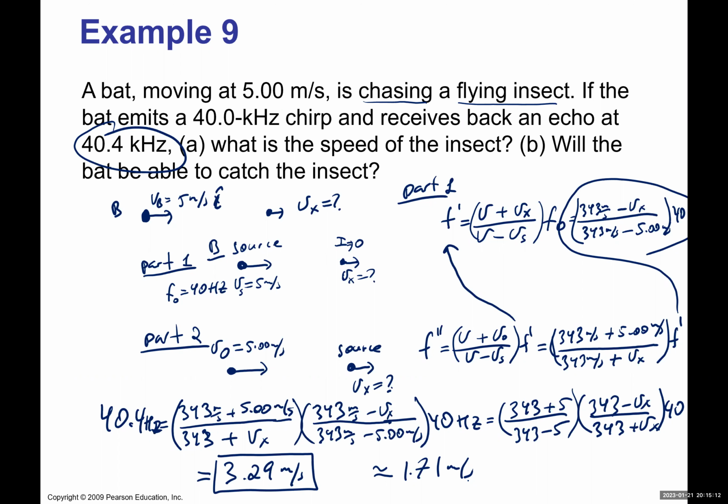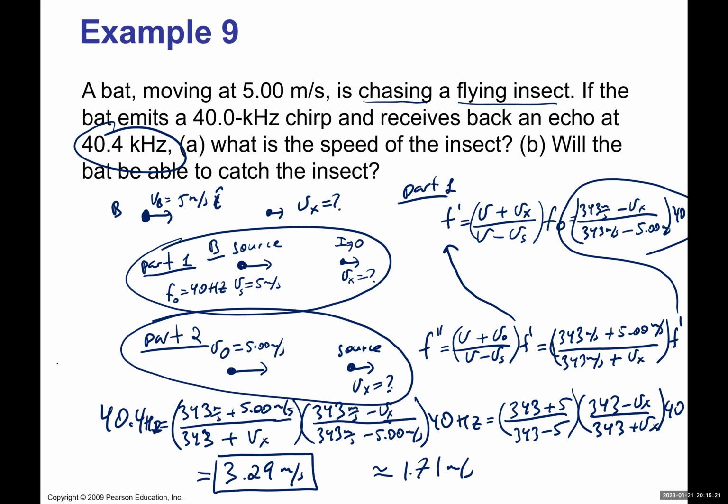All right. So this was this particular problem. For the problems when there's an echo, the best way is to break it down into two parts, and write down the equation for each part, where this F prime is the equation F prime from the first part. That means the apparent frequency in the first part for the original, let's say chirp, ends up being the frequency coming when it's echo. F prime is basically the original frequency for part 2 when it's coming back toward the bat.